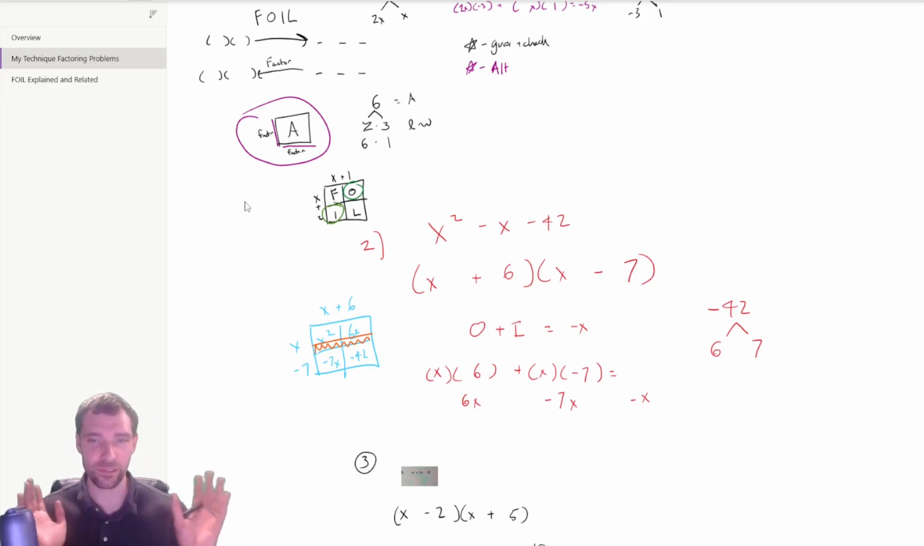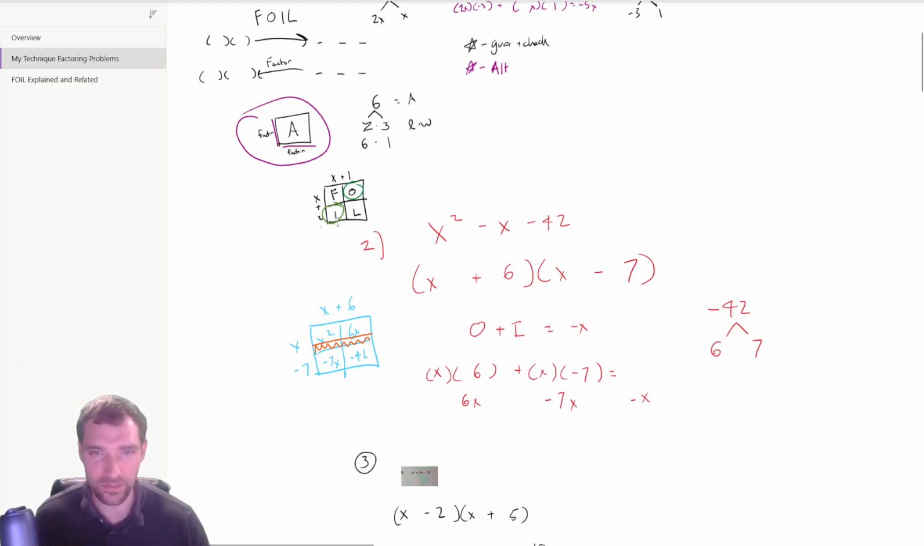So the first and last are pretty easy for most people to see, like, oh yeah, I see where those factors do come from. But then you need to combine these two boxes, the outside and the inside, to get the middle term, because oftentimes they're both going to be something like this, where you've got x and x. So it's terms that have that common variable in it, and so you can combine them. And that's what's going on here.